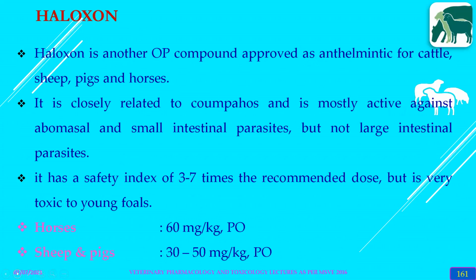Then HALOXON is another OP compound approved as an anthelmintic for cattle, sheep, pigs, and horses. So it is closely related to COUMAPHOS, and mostly active against abomasal and small intestine parasites. It has a safety index of 3 to 10 times. That means many times, if we administer a slightly higher dose, it may cause toxicity.